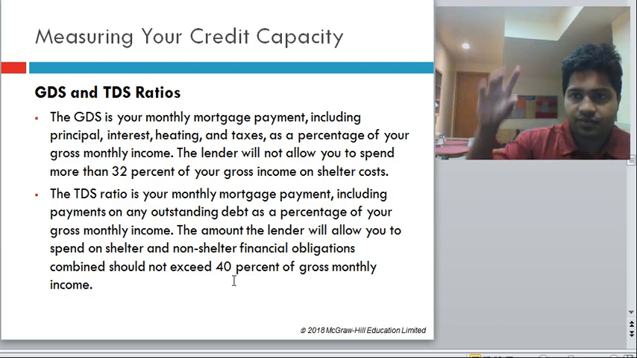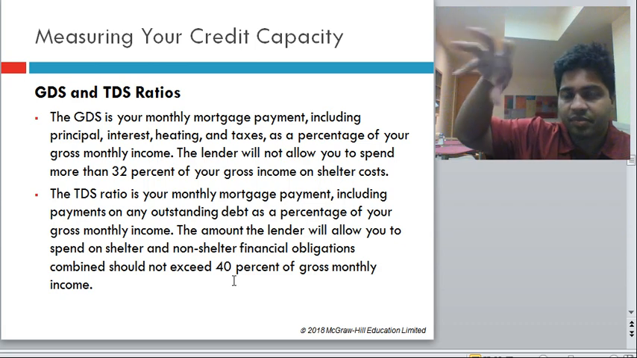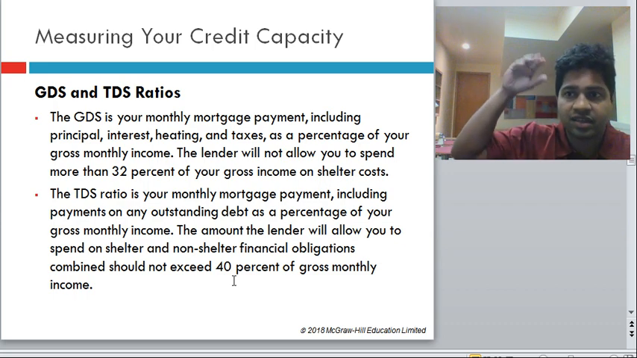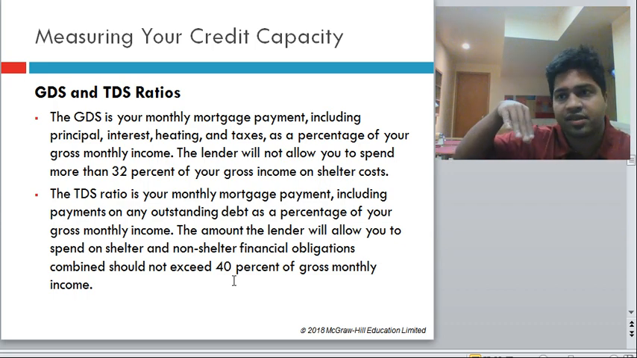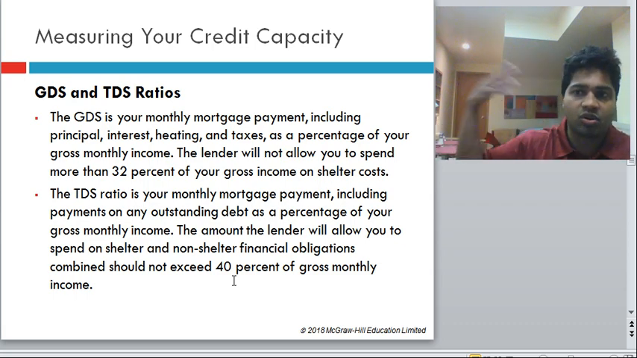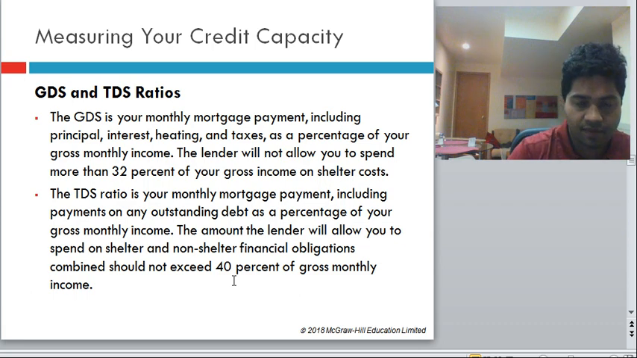So in GDS, you consider only debt payments on your mortgage, on your house, and in TDS you consider all debt payments. For example, I bought a TV, so the debt payment on that, the debt payment on my car, etc. GDS should not be more than 32% and TDS should not be more than 40%.